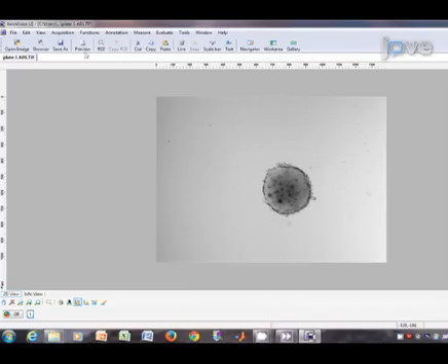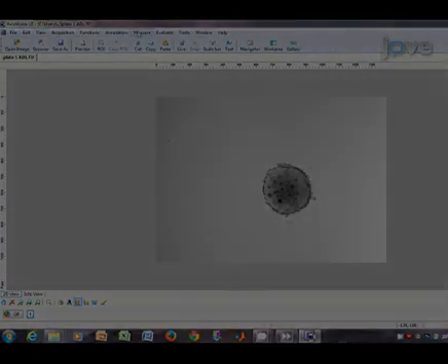Now prepare your images. First, determine the image resolution of the imaging system.